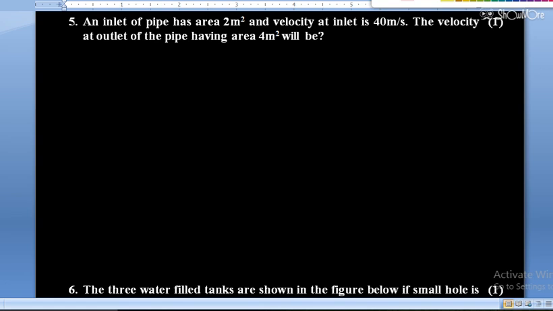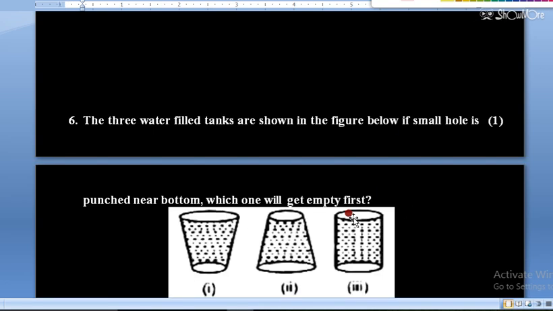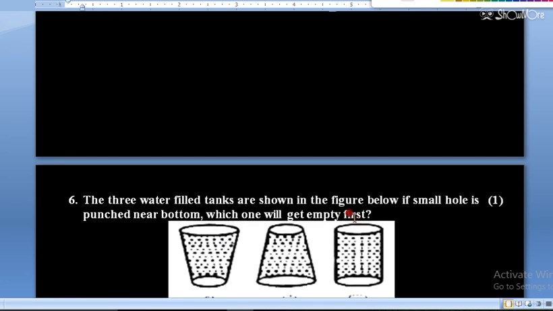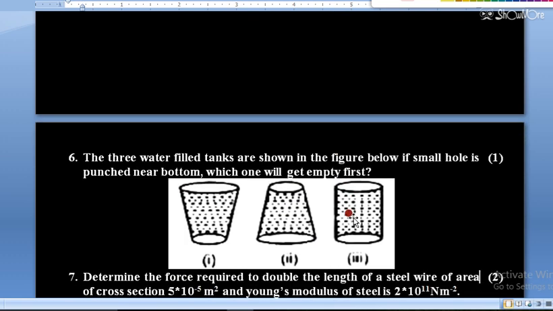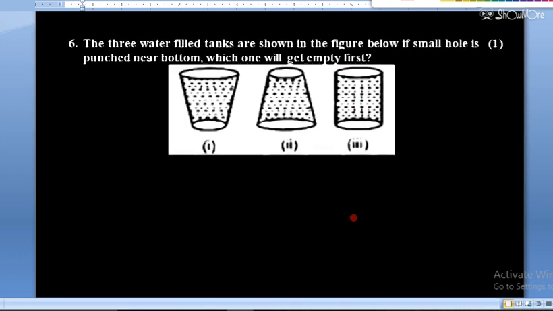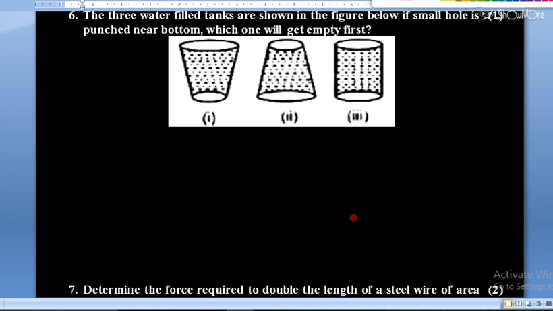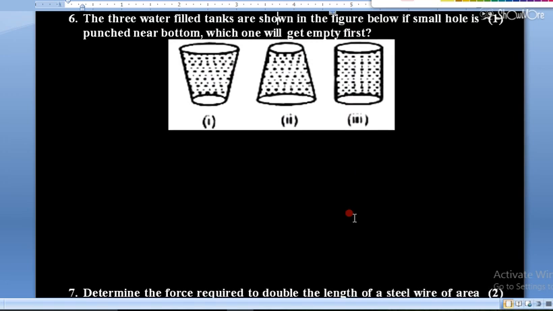Next question is, the 3 water tanks are shown in the figure. If a small hole is punched near the bottom of all, which one will get empty first? In this question, you can see it is asked from the hydrostatic paradox, which means the shape of the vessel does not affect the pressure at the bottom. So pressure at the bottom of every beaker, at every point, will be the same.